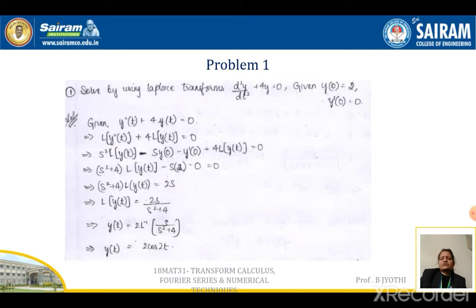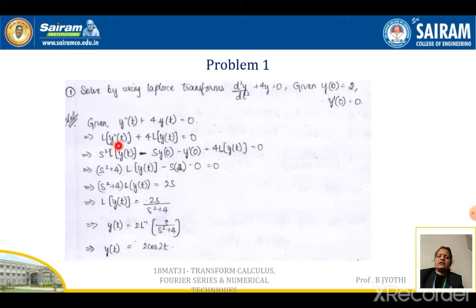First problem. Solve by using the Laplace transforms d square y by dt square plus 4y equals 0, given the conditions y of 0 is 2 and y dash of 0 is 0. So let us consider it in terms of y double dash and y dash. The given equation is y double dash of t plus 4y of t is 0. Let us apply the Laplace transform.